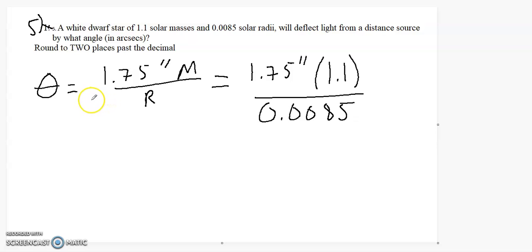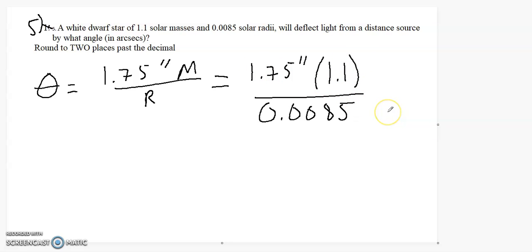All right, so this is how much light bends when it passes near a massive object of size r. The mass has to be in solar units and r has to be in solar units, in which they are. And the 1.75 is in arc seconds, so that this gives us some angle. I call it theta here. It doesn't really matter what it is.